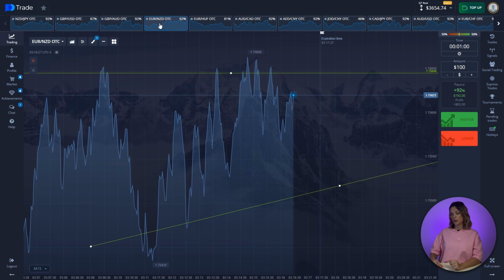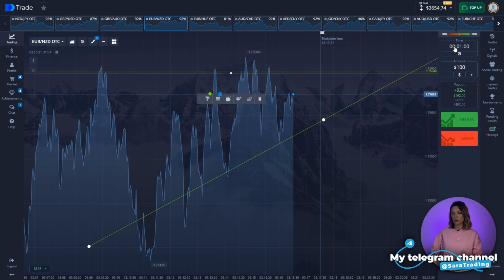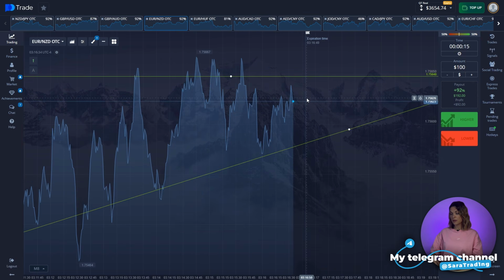We will look for patterns and open trades based on them. Are you ready to learn all the secrets of such trading? Then let's go! Let's start with this chart of the euro and New Zealand dollar. Our optimal expiration time, which we will use in scalping, is 15 seconds. That is, in 15 seconds we must predict the further movement.